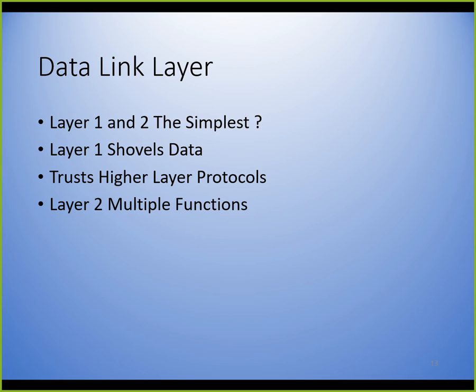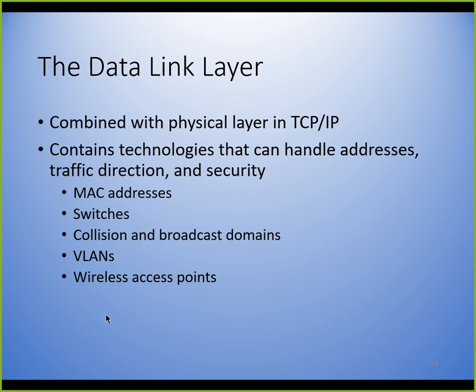Layer 2 has multiple functions, and we'll look at some of them in a few seconds. The data link layer is combined with the physical layer in the TCP/IP model. In the OSI model, it's a standalone. It contains the technologies that can handle addresses, traffic direction, and a little bit of security. The MAC addresses we saw in Wireshark, so we're going to use fixed addresses, MAC addresses, at layer 2. Switches and bridges. Bridges are an older device, and switches were a follow-on to bridges that separate things.